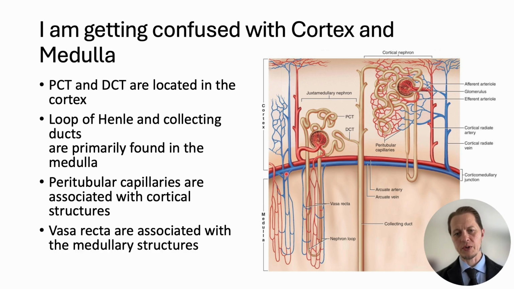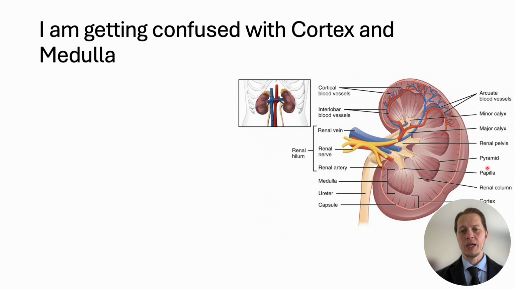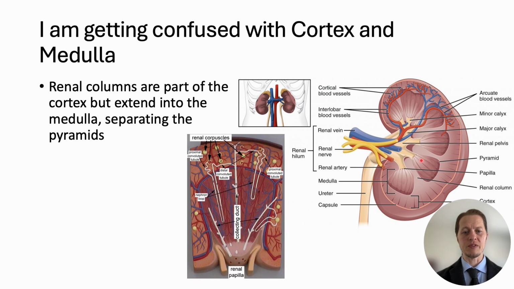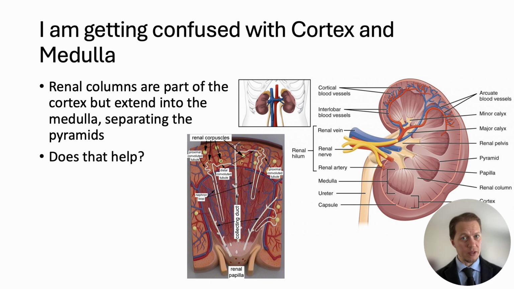Hopefully these drawings also help illustrate where we have the cortex and then the division and then the medulla down there. Here is where the columns come through. The renal columns extend between, separating those pyramids. And this is a nice thing where we have microscopic structures overlaid onto macroscopic gross anatomy. And hopefully this helps pull it all together and gets rid of the confusion.